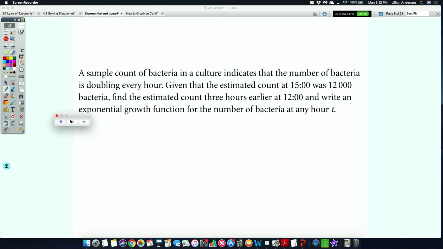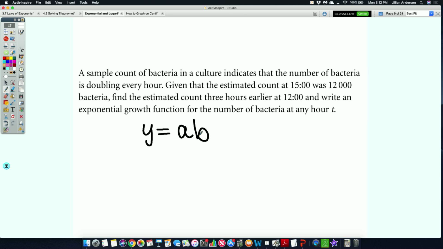Okay? So first off, we know that the general form for any exponential function is what you see here. Since it's with respect to t, I'm going to use a t instead of an x. What is b? What's my base? Your base is 2, because it told us that it's doubling every hour.